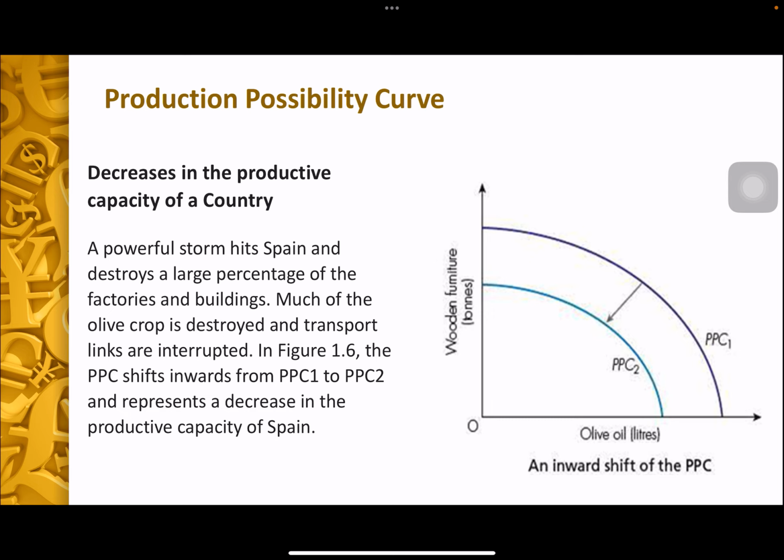So the PPC will shift from PPC 1 to PPC 2. And this shows a decrease in the production possibility curve, that is moving inward from PPC 1 to PPC 2. This means with the same factors of production, now the country is unable to produce as much olive oil and wooden furniture as it was previously producing.